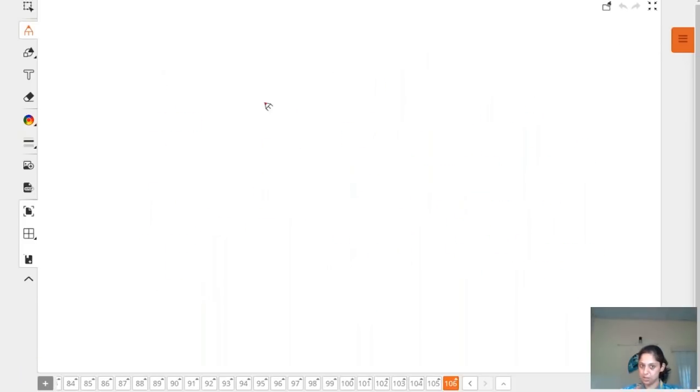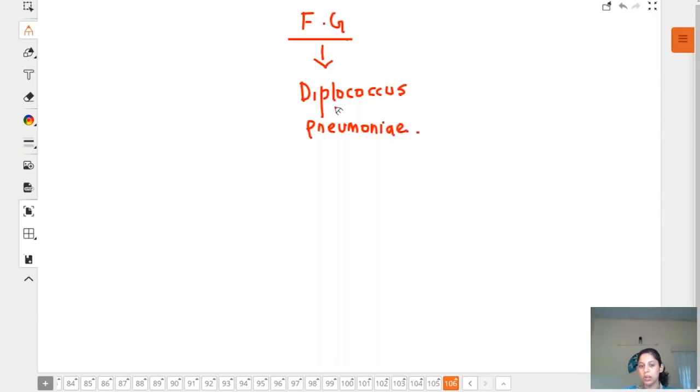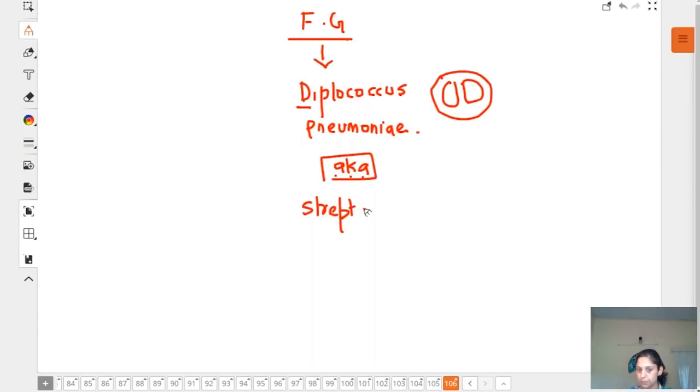Let's come back to the experiment. So this guy called Frederick Griffith took a bacteria called Diplococcus pneumoniae. This bacteria is also known as Diplococcus because inside one cover there are two bacteria. Di means two. There are two round bacteria. It's also known as, aka, Streptococcus pneumoniae.